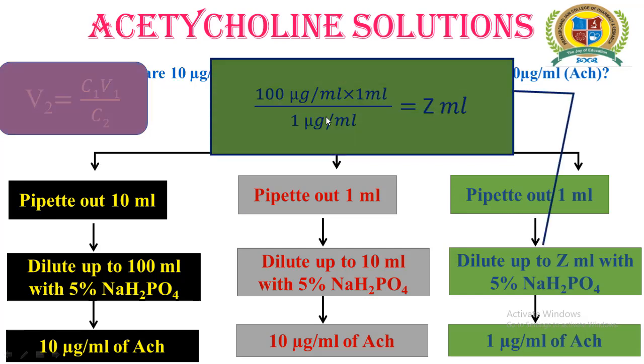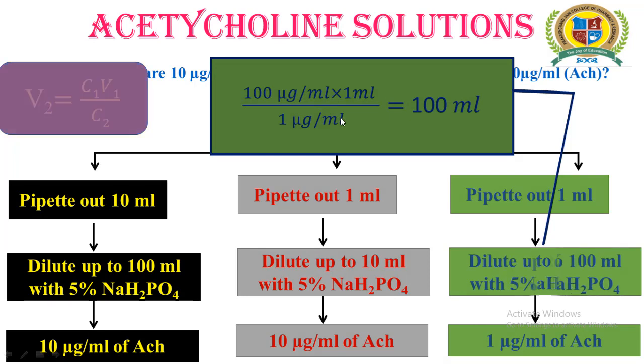Now let us find out the third case, where C1 is 100 microgram per ml, but we change V1 to 1 ml. Yes, it is 1 ml. And we also change C2. This time C2 we selected as 1 microgram per ml. So what should be the value of z, meaning for how much volume it should be diluted? We will get the value of z as 100 ml. So if you pipette out 1 ml of 100 microgram per ml acetylcholine solution and dilute it up to 100 ml with 5% NaH2PO4, it will yield a solution of a concentration 1 microgram per ml.